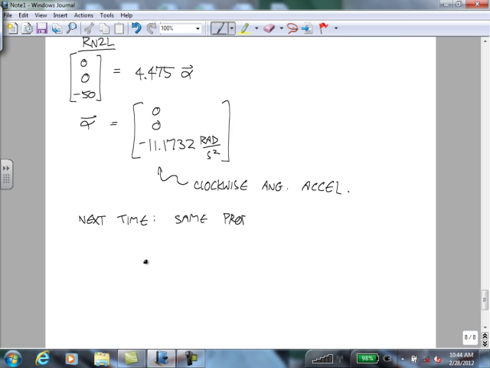Okay, so next time, same problem using the center of mass. We're going to see why the first method is simpler when you have the choice. And we better get the same answer for the angular acceleration, because like I said, that's a property of the body. That doesn't have anything to do with what about point you choose.